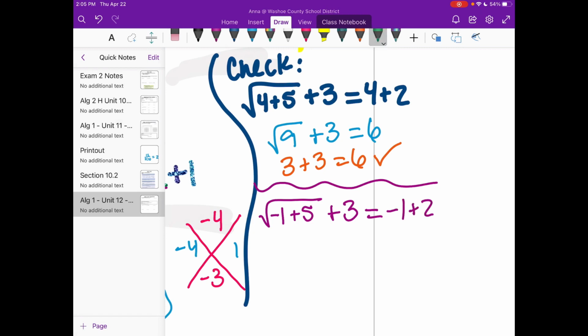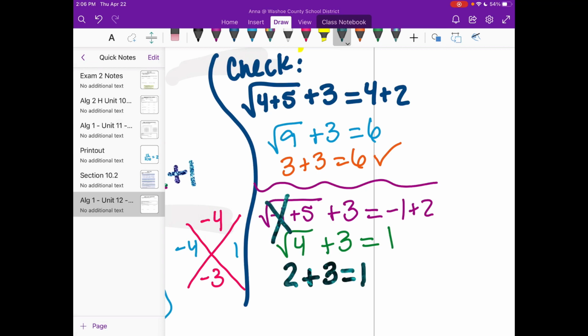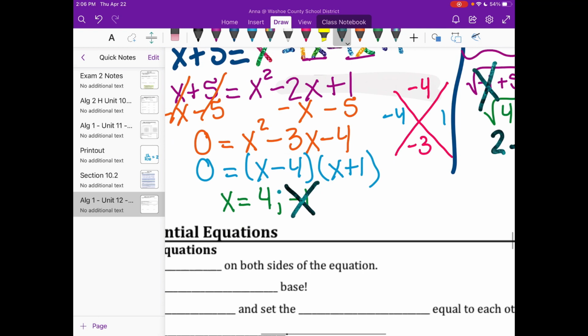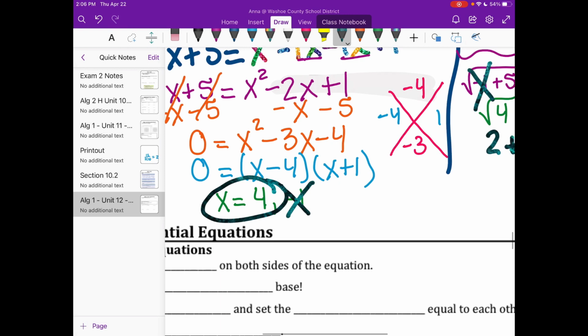Okay, negative 1 plus 5 is 4, so square root of 4 plus 3 equals negative 1 plus 2 is positive 1. Square root of 4 is 2, so I have 2 plus 3 equals 1. Is that true? That is not true, so we are not going to use our negative 1. We are only going to use our 4. So the negative 1 is our extraneous solution.